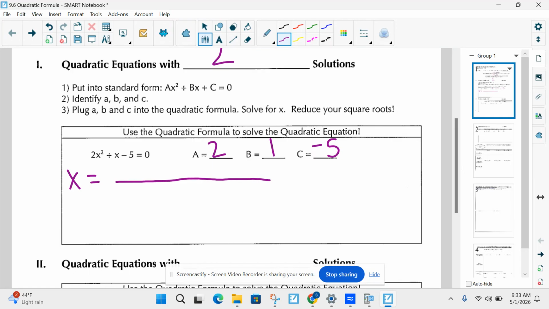We're going to show our work so that we can fix something if it's wrong. And then negative b is -1, so it's -1 plus or minus the square root of b squared, which would be 1 squared, minus 4 times a times c, which is -5.